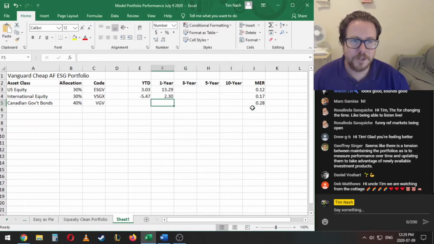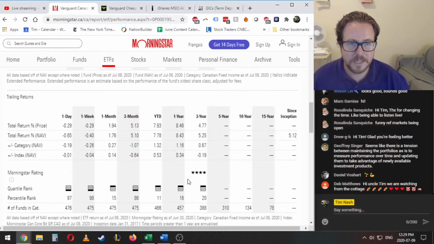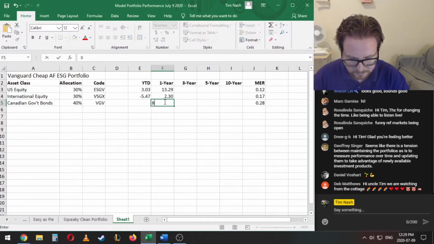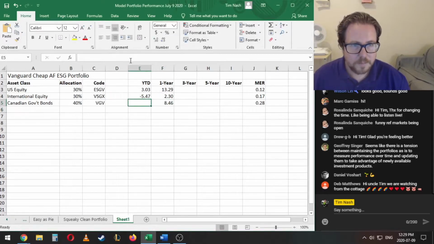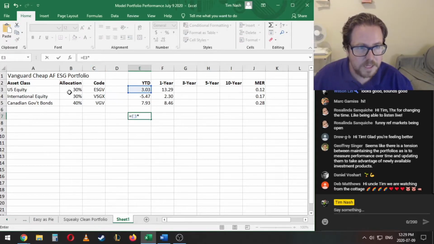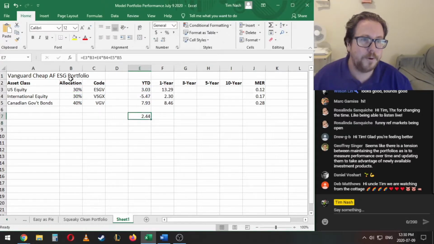From there, we're going to look at the year to date and the 1 year. I do expect these to be a little bit higher just because bonds have done a little bit better. 7.93 and 8.46. Perfect. From there, let's do a little math here. We're going to do this times this plus this times this plus this times this equals 2.44%.